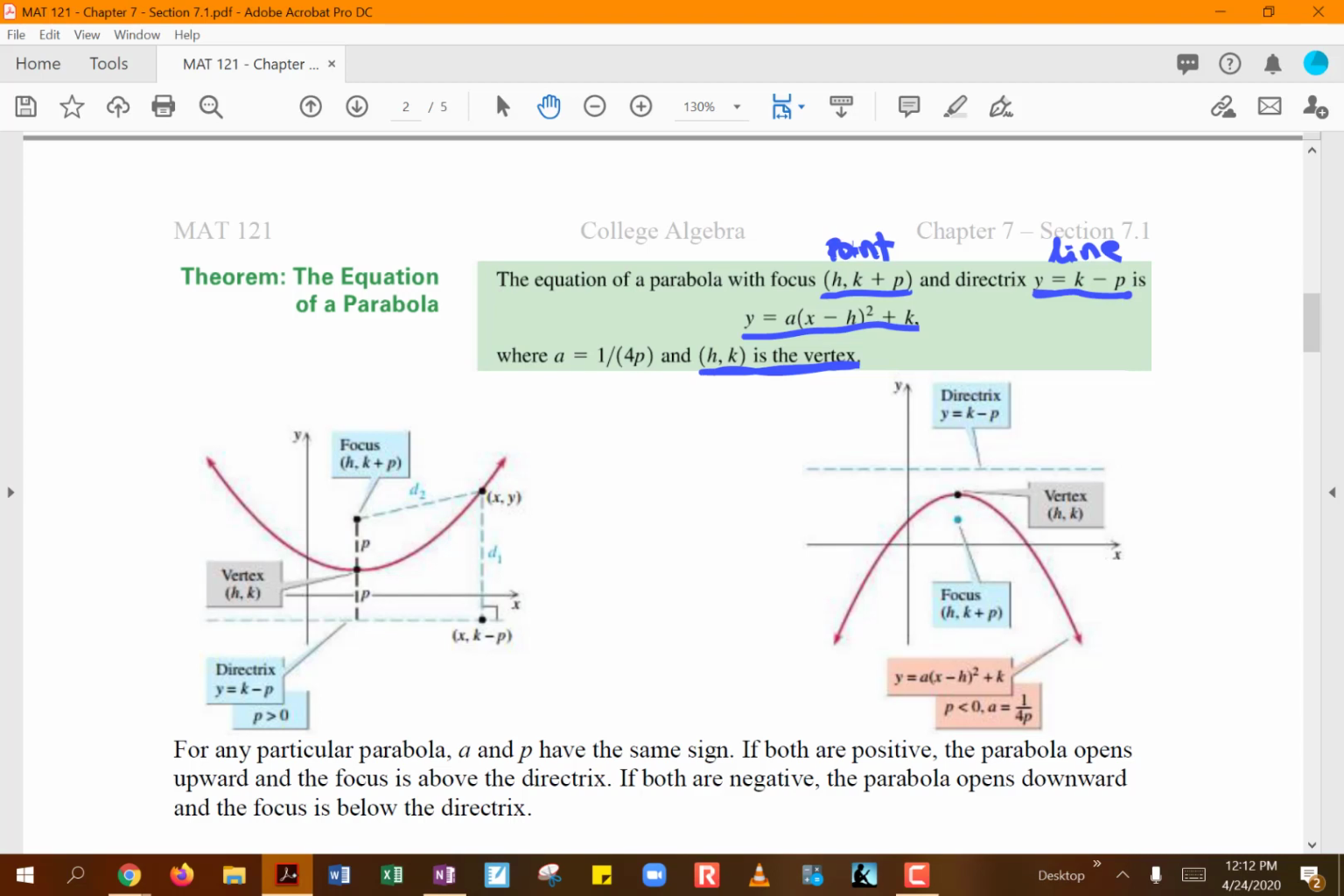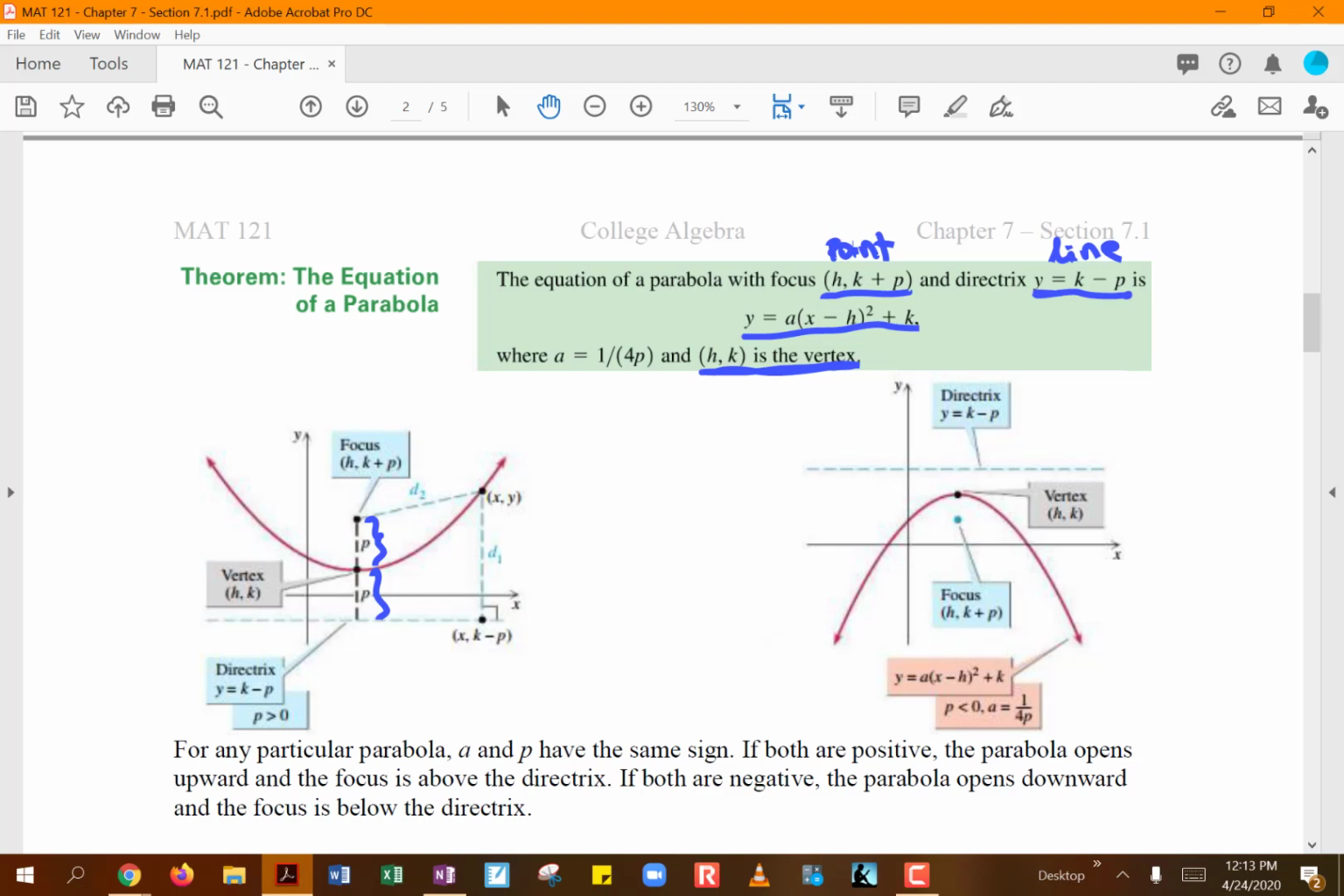And this value p that is being added or subtracted from that k term is going to be, if you look at this left hand side image, the distance between the vertex and the focus, or the distance between the vertex and the directrix. So that's what this p value is going to be.